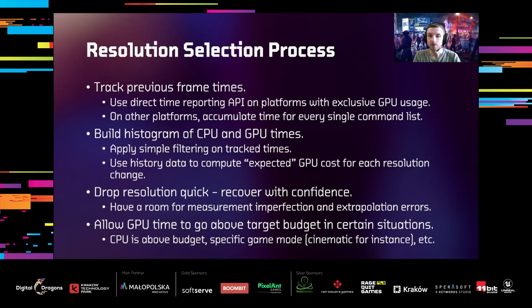Then we use accumulated histogram values to precisely estimate the GPU cost of going from one resolution to the other. If GPU frame time goes over, we quickly drop resolution to the estimated best resolution candidate. If GPU timing is back to the normal case, then we start to gradually increase resolution. Sometimes we allow GPU frame times to go above the budget without causing a resolution drop. It happens if the CPU is above budget or a special game mode is selected.